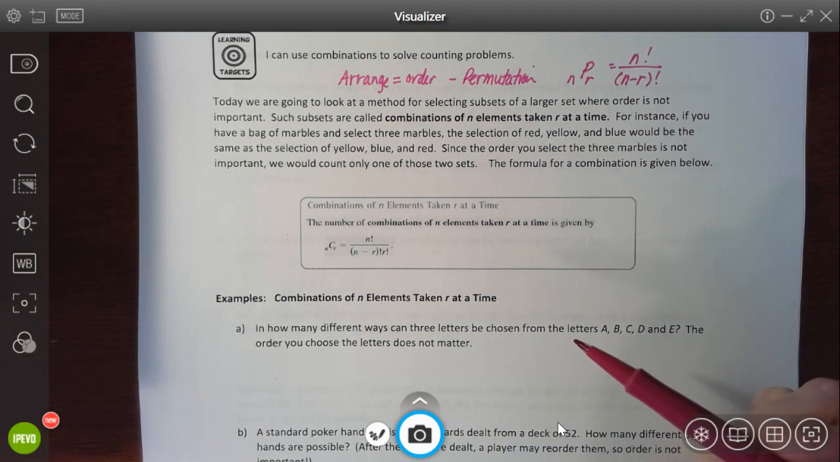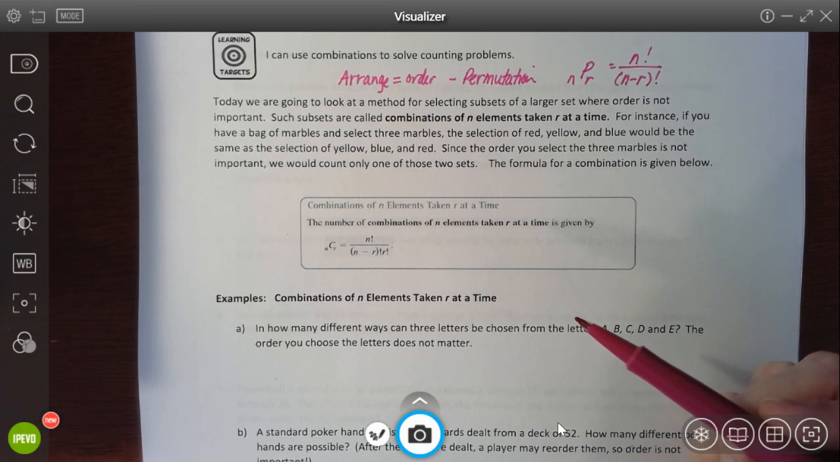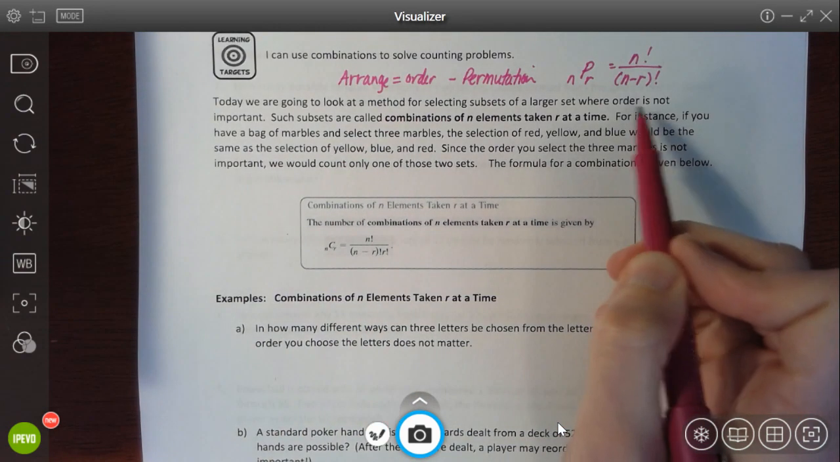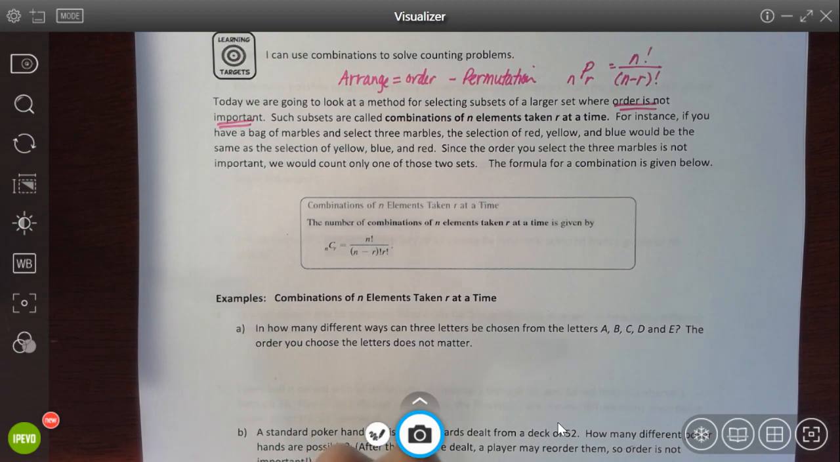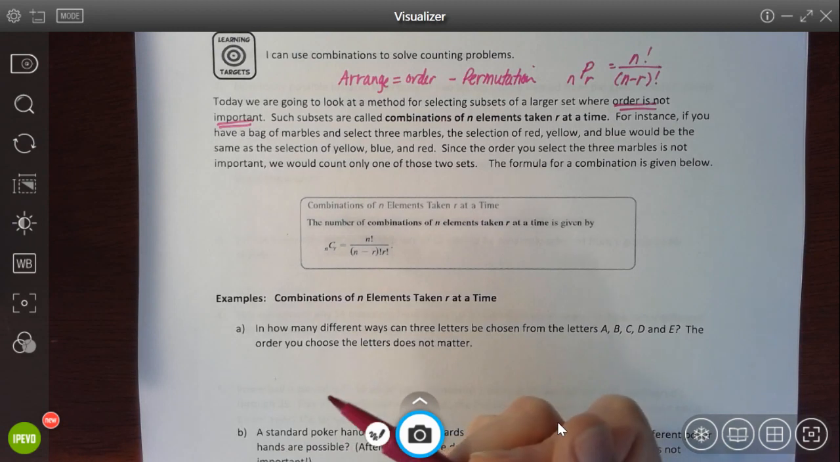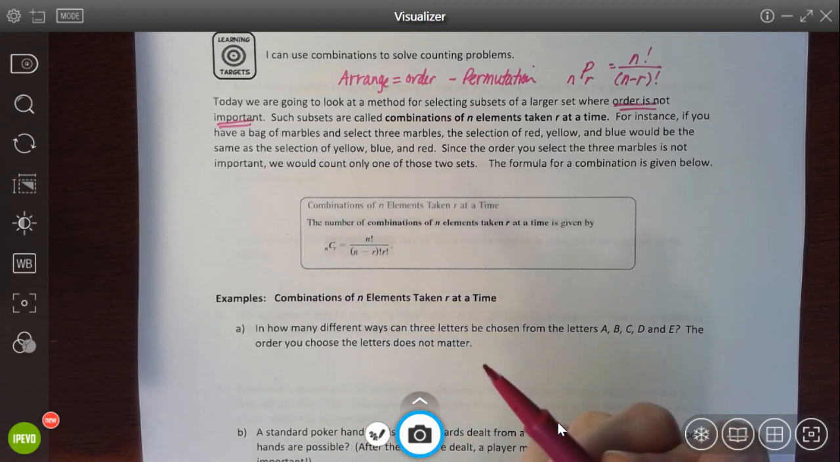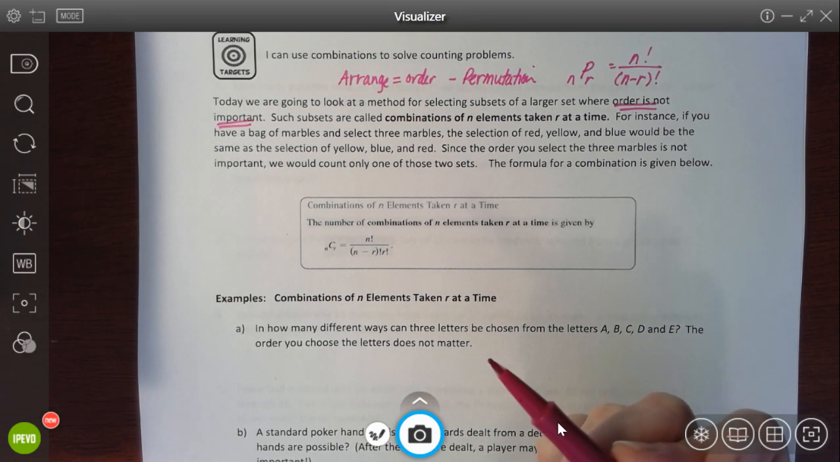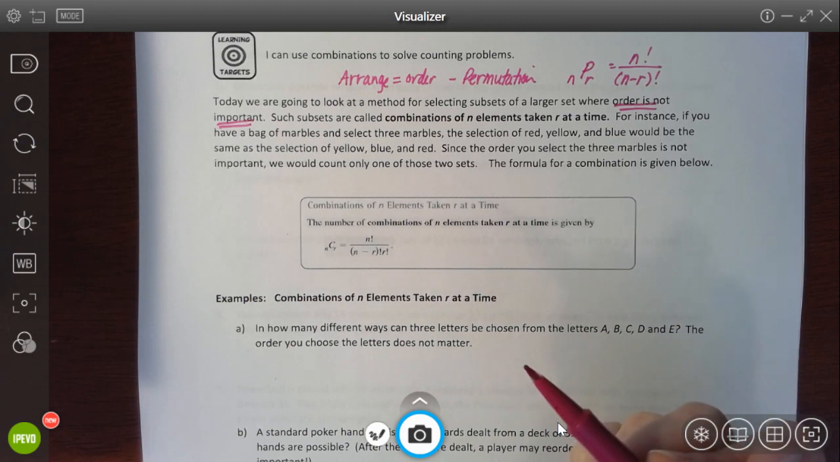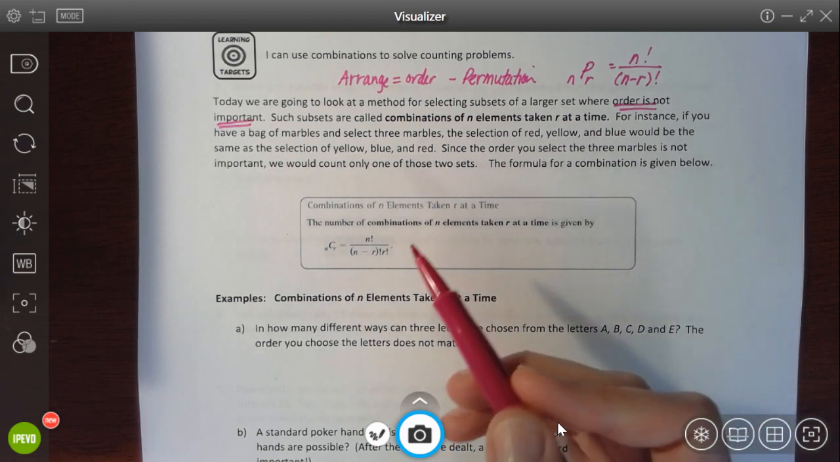But today what we're going to look at is a method where we're selecting subsets of a larger set where order is not important. So now we're looking at some scenarios where it doesn't matter how the objects get chosen. So if I have a bag of 20 marbles and I choose 3, it doesn't matter the order in which I select the 3 marbles. So a selection of red, yellow, and blue would be the same as a selection of yellow, blue, and then red marbles. So what we need to do is adjust our formula so that we can take out those duplicate combinations of the same elements. And that's where our combinations come into play.